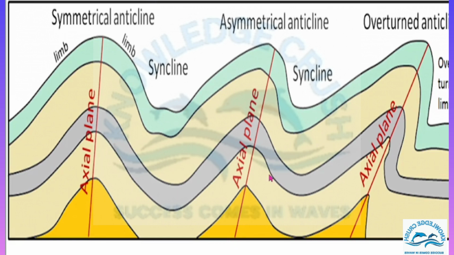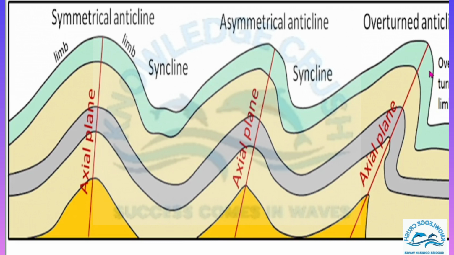See here, in the symmetrical fold the axial line is there. When the anticline is asymmetrical, then also we can see it, and this is an overturned anticline. There also we can see the axial plane. These are the fictitious planes that divide each fold into two or run down its length. Okay, this is the definition of folding.